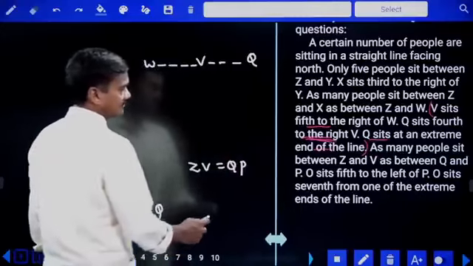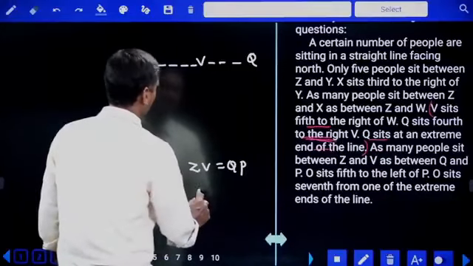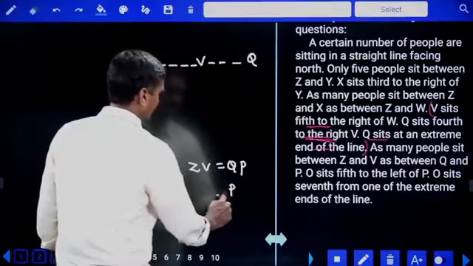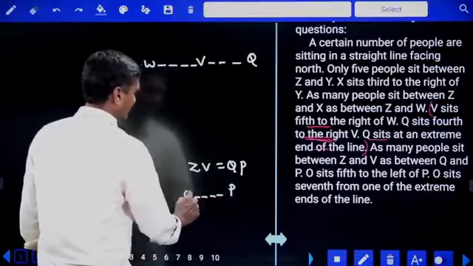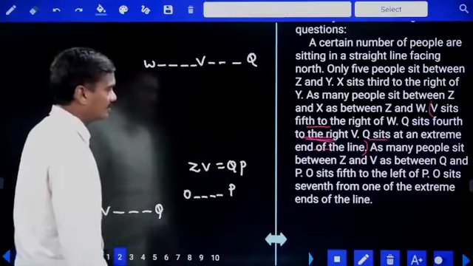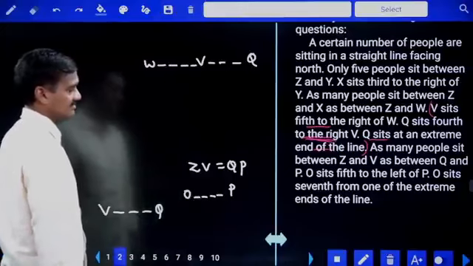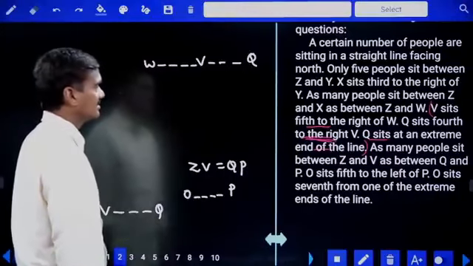And O sits 5th to the left of P. What about this O? O sits 5th to the left of P. 1 2 3 4. O is 5th to the left of P. O sits 7th from one of the extreme ends. O is 7th from extreme ends.